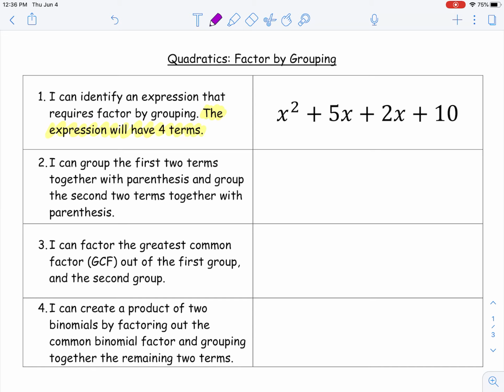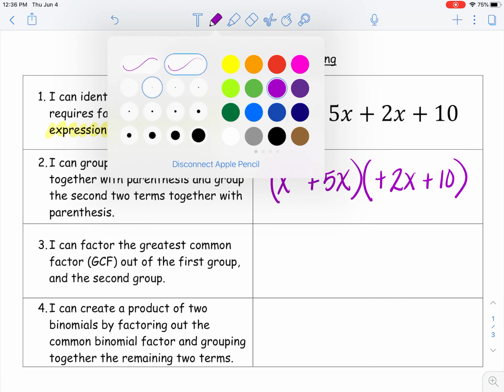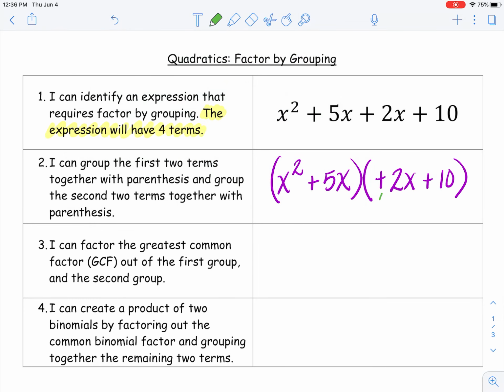and we are going to take these 4 terms and we are going to group the first 2 terms together with parentheses, and we are going to group the second 2 terms together with parentheses. Okay, and I do want to add that it's super important to make sure that you keep your sign with the term. So if you look here in my second grouping, I kept the plus sign with the 2.